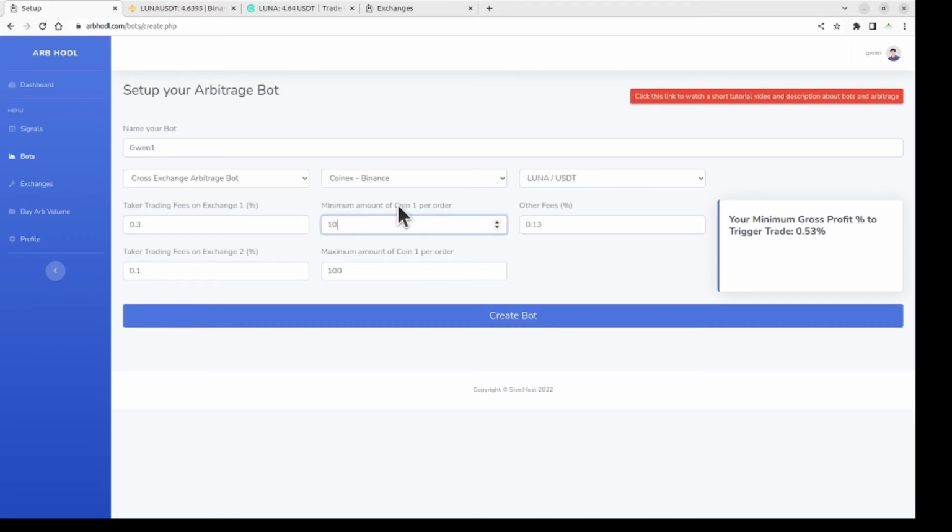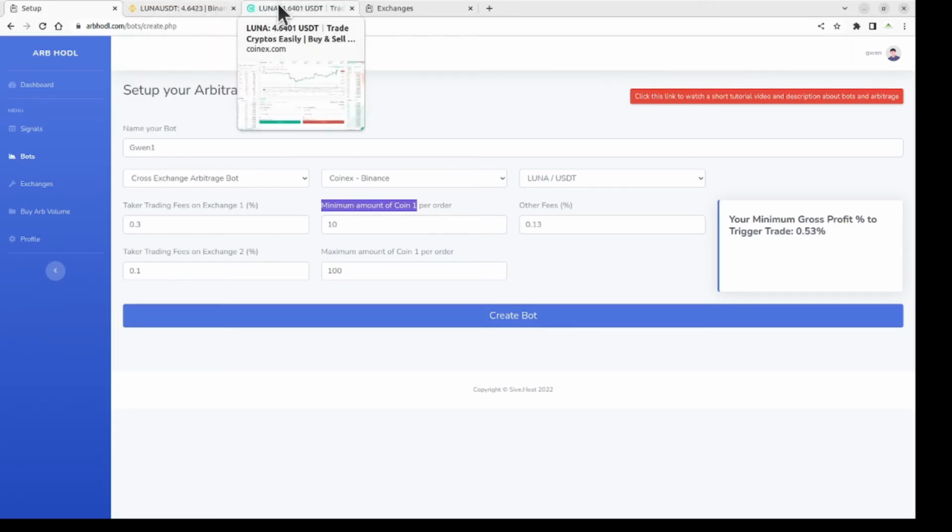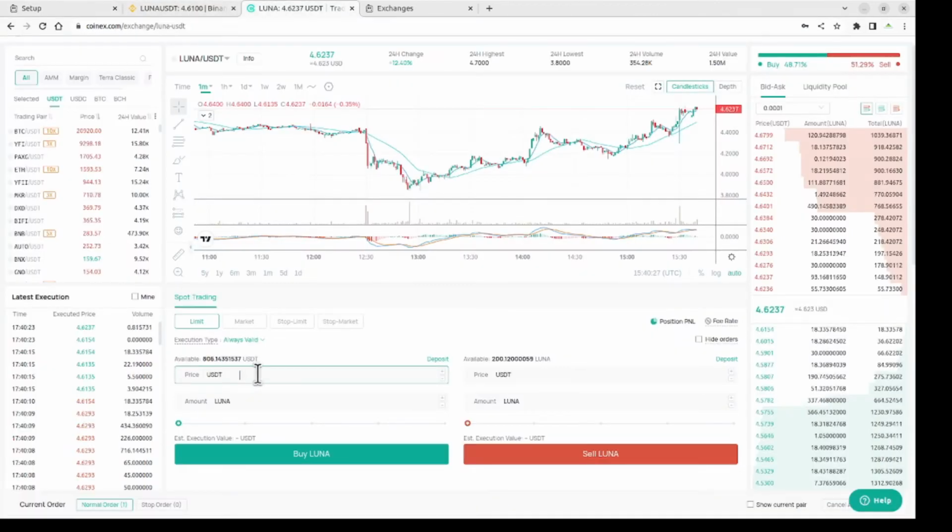Then the minimum amount of Coin 1 per order, which in this case is Luna. To get the correct answer, you need to find out the maximum of the two minimum order amounts at the two exchanges that can be let through by the exchanges per order. So this is how we work it out. Let us go to Coinex first to start the process.